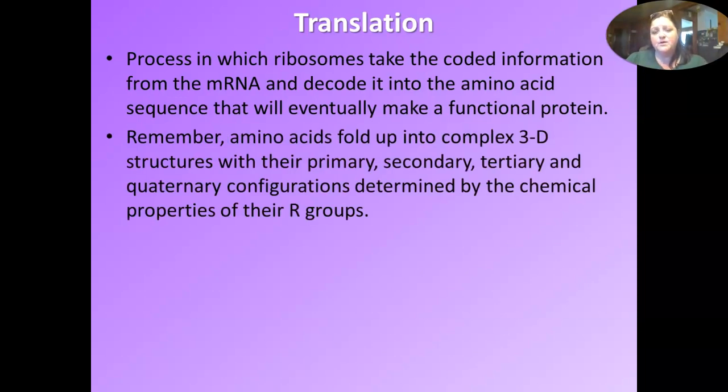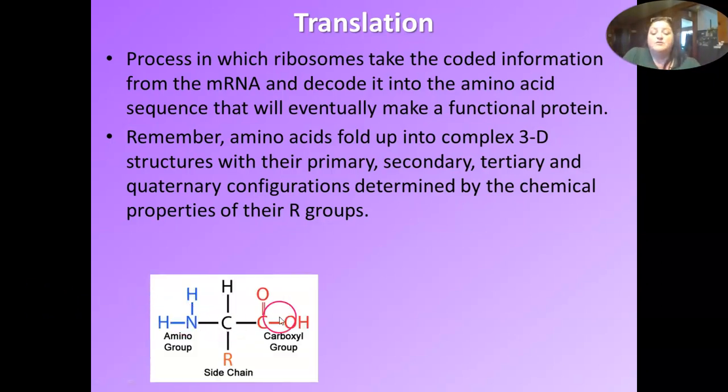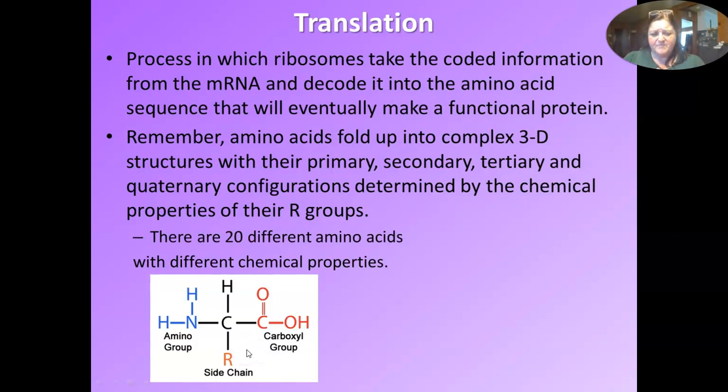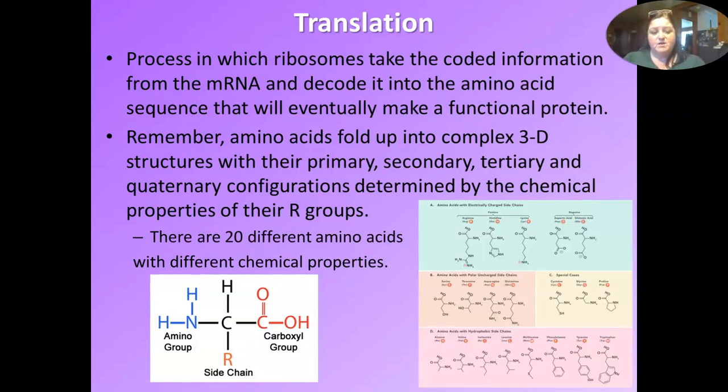If you remember, amino acids will fold into complex 3D structures. You remember primary, secondary, tertiary, quaternary, right? All of that was really determined by their R groups. So if you remember, here's an amino acid. This picture is an amino acid from Unit 1. We have an amine group and a carboxyl group, right? The amine will bond to the next carboxyl. The hydrogen sticks off here. Everybody has one. But this R chain, this side chain, has different chemical properties. And since there's 20 different amino acids, each one of them has their own protein properties.